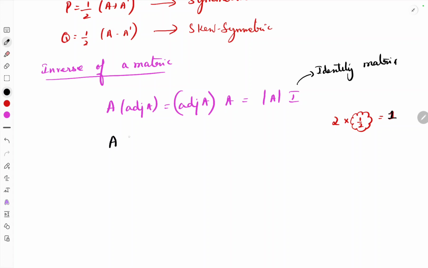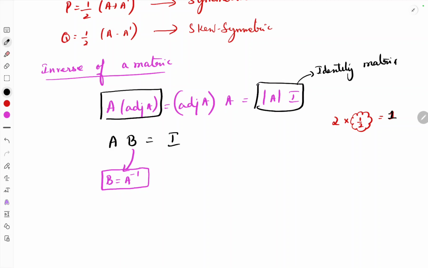So we have to check A into some matrix B. If it is equal to identity matrix, then I can say this B is nothing but A inverse. This B is nothing but A inverse. So for that, what I can do here is, here identity matrix we have, determinant A into identity matrix we have, this part and this one I will equate. So I will get A into adjoint of A equal to determinant of A into I.